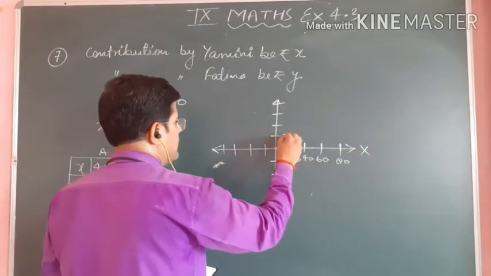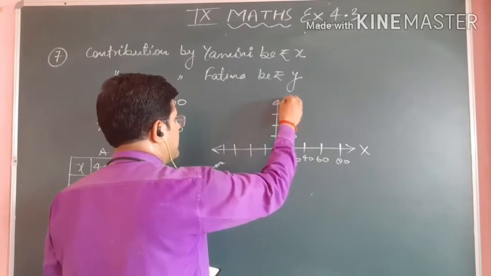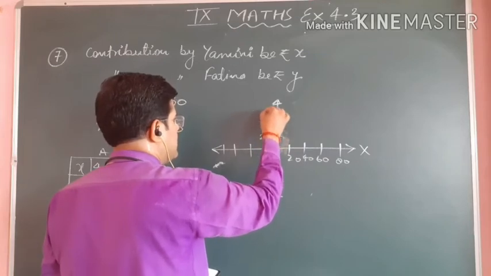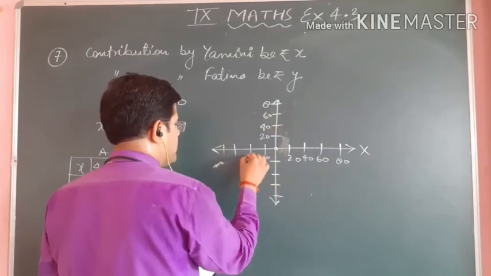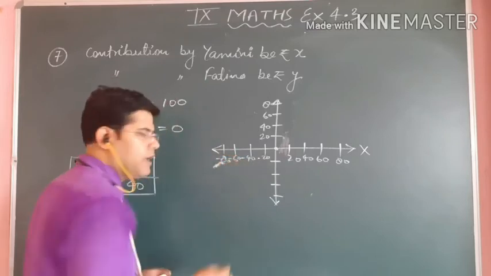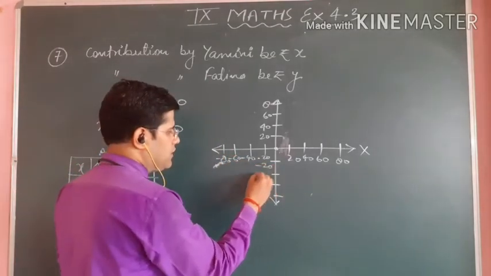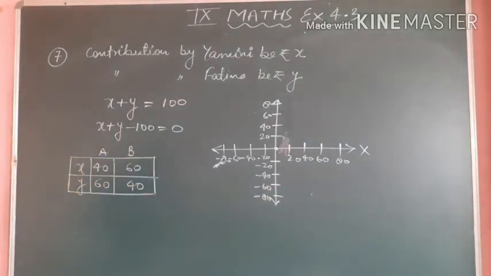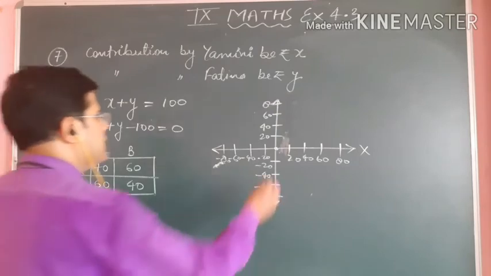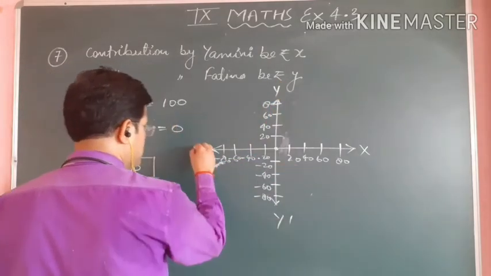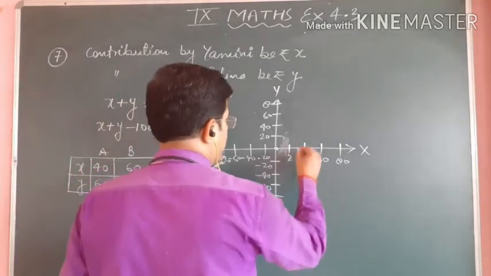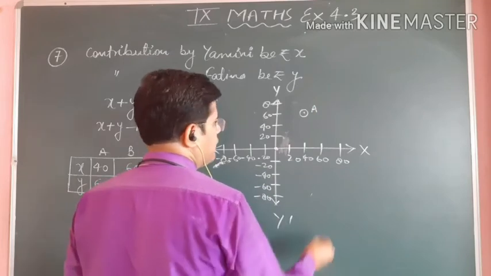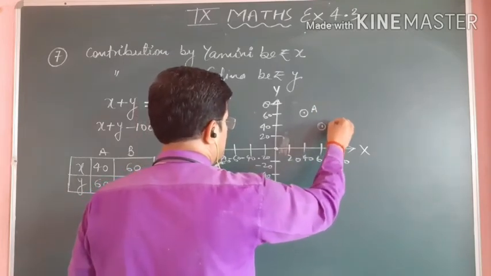So on this axis we mark 20, 40, 60 and 80, then minus 20, minus 40, minus 60 and minus 80. Here also minus 20, minus 40, minus 60 and minus 80. So firstly we put the given coordinate 40, 60. This one is A. The second one is 60, 40. This one is B.